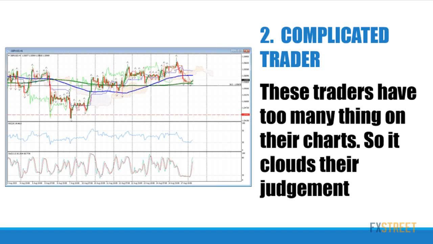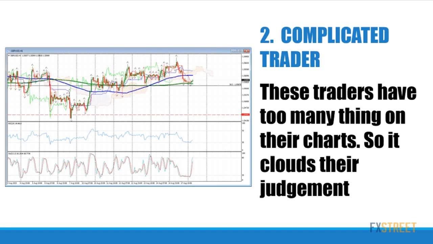You've got to simplify your charts. You've got to keep them clean. You've got to be able to see the forest through the trees, not just see a bunch of trees out there in this big green blob. It doesn't work that way. So the complicated traders, although they think that they're looking at a lot, they're actually looking at a lot that combines to make a little. And it's not good for your trading. It clouds your judgment, increases your fear. It's not a way to trade.